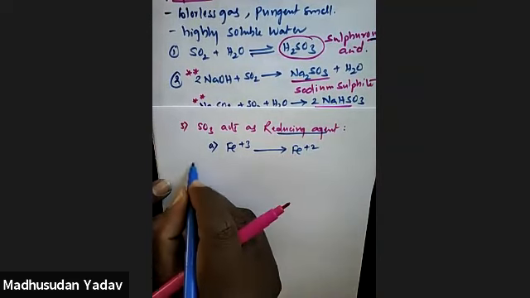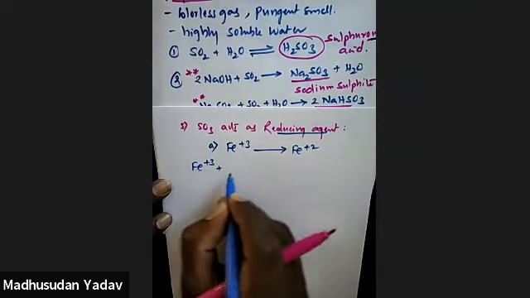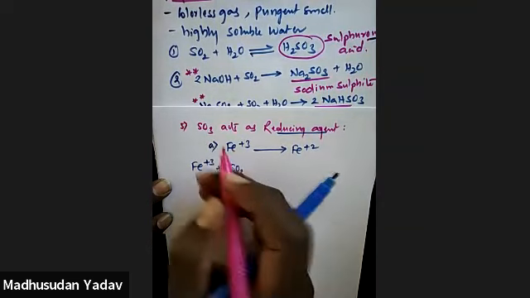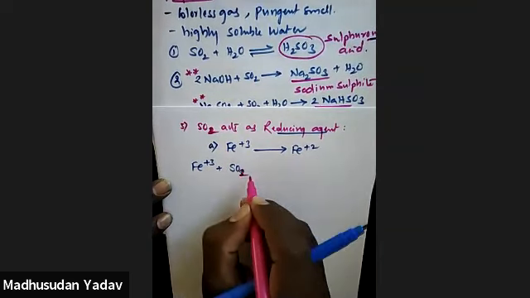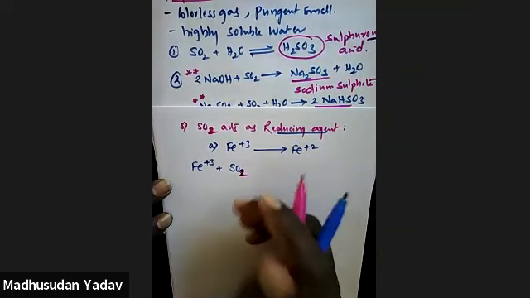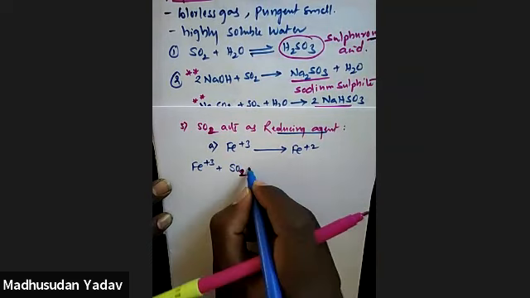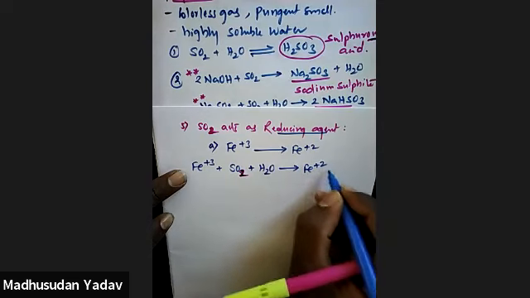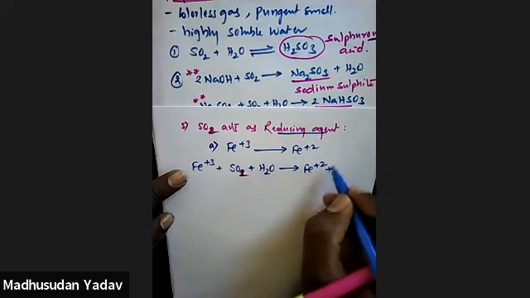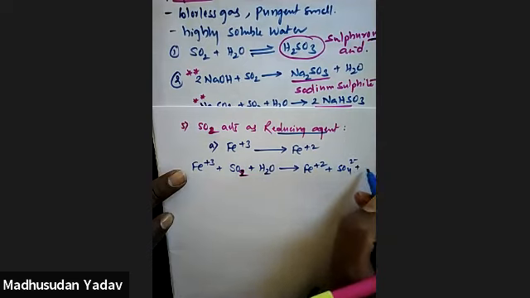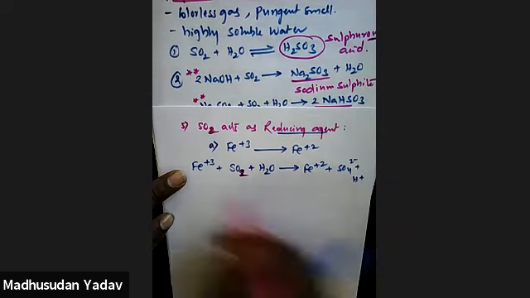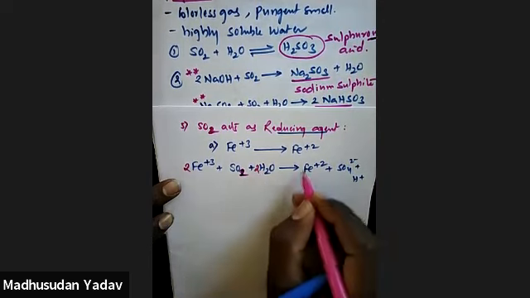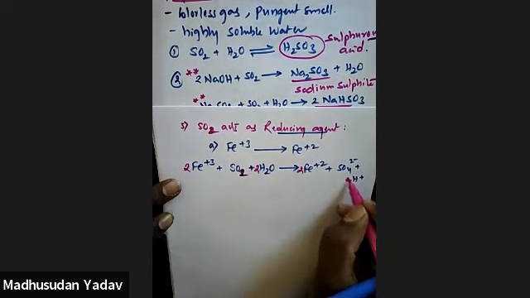Let's see how. Iron plus 3 on reaction with sulfur dioxide, right? I am talking about sulfur dioxide. In the presence of water, iron plus 3 is converting into iron plus 2, and this will convert into sulfate ions and H plus. It's balanced now.